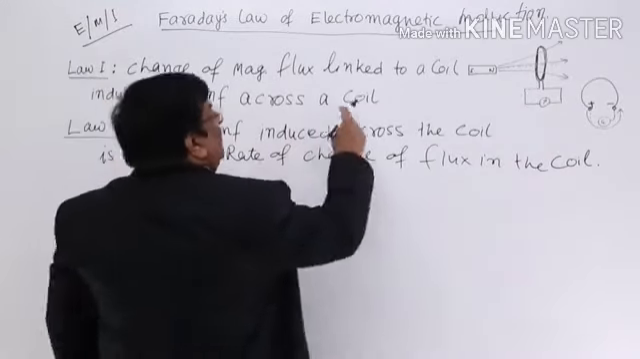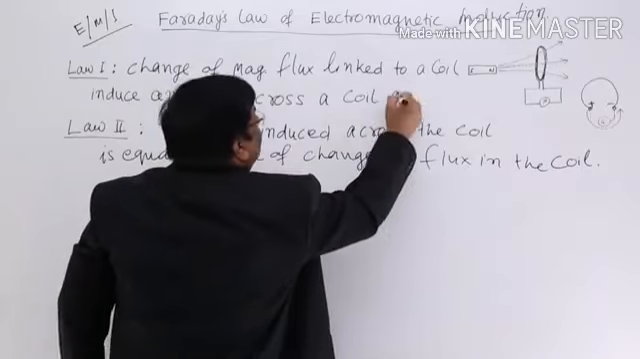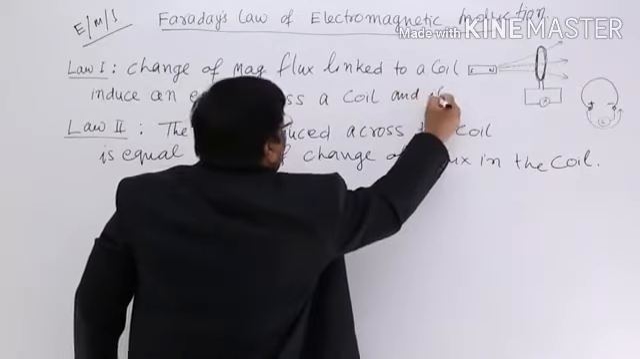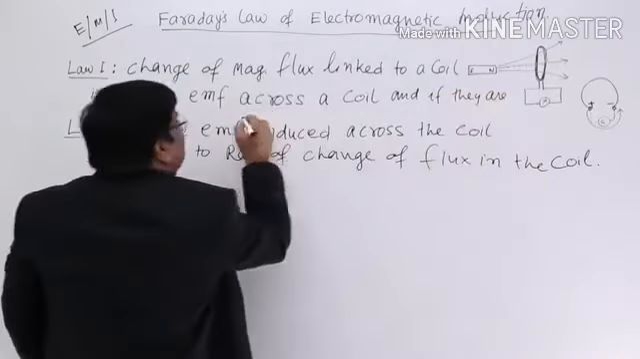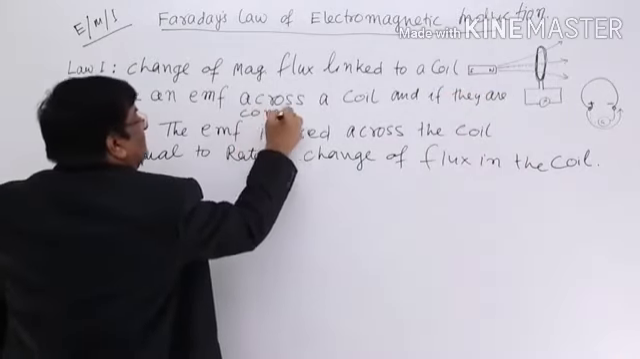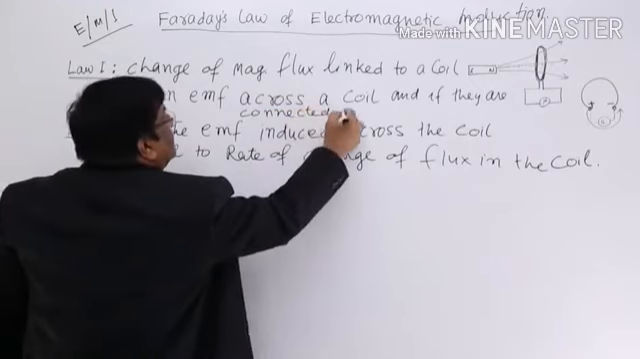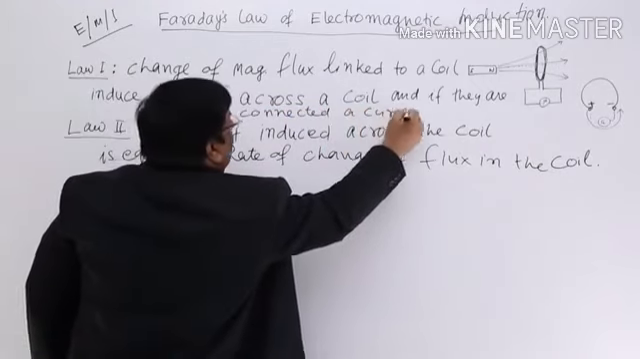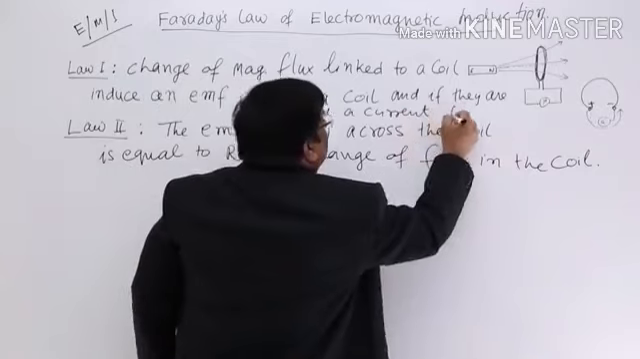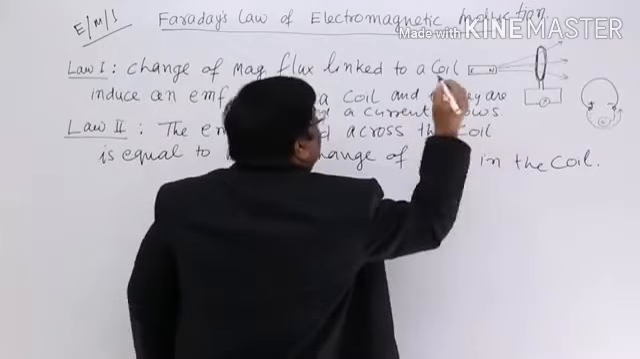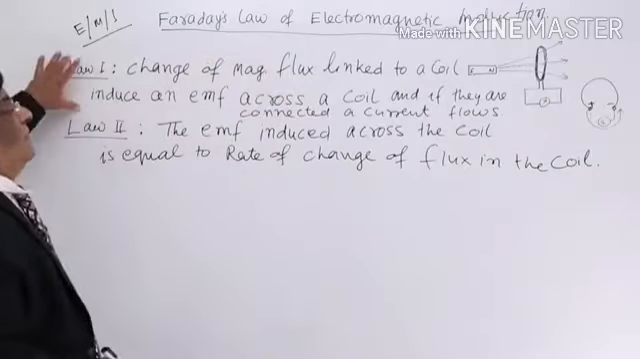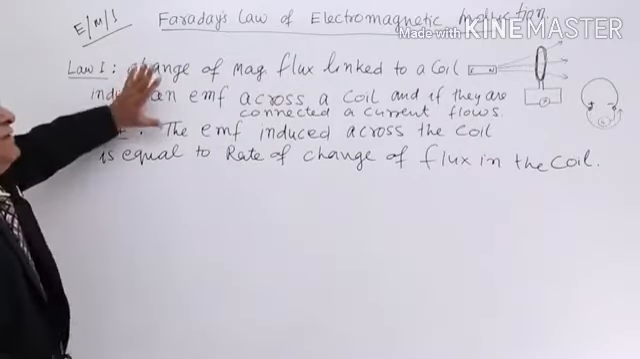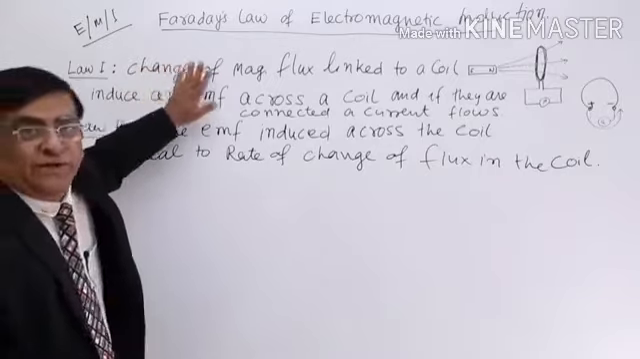An EMF is induced across a coil, and if they are connected, a current starts flowing. A current flows. This is what I explained to you. This is law 1.